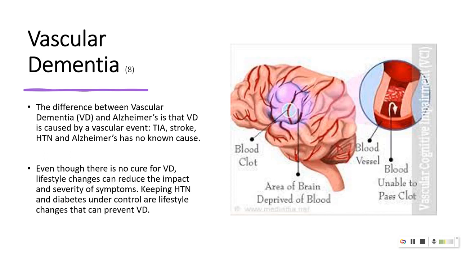So what we want to tell our elders is to keep those blood sugars under control, keep your blood pressure under control, to prevent the formation of clots, to prevent strokes from happening. The important part of vascular dementia is that they are finding that it can be prevented if those lifestyle changes occur early on in that person's disease. So if they're being diagnosed with diabetes, try to keep that diabetes under control for their lifespan, so they don't get the vascular dementia that might occur from that.